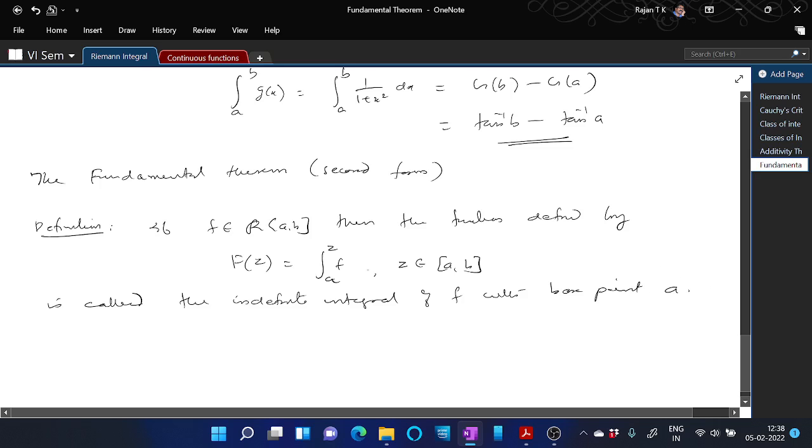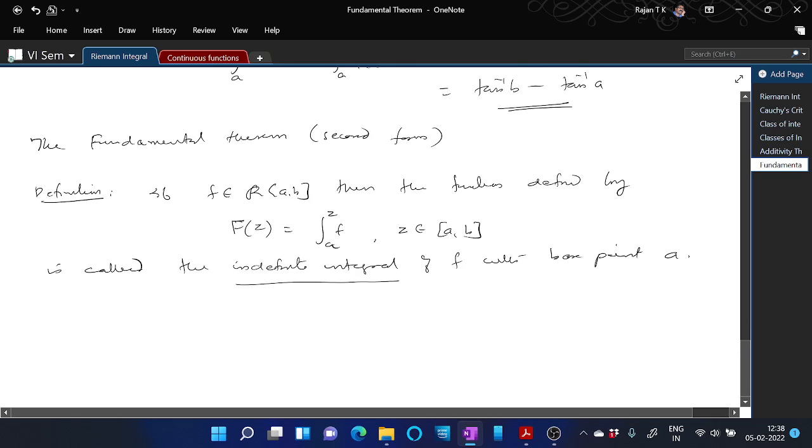So what is the indefinite integral? An integral of the form a to z f(x) dx or f(t) dt is a function of z, capital F of z, and is called the indefinite integral. Now we will prove a result that this indefinite integral satisfies a Lipschitz condition. It's a Lipschitz function. So that is a theorem.